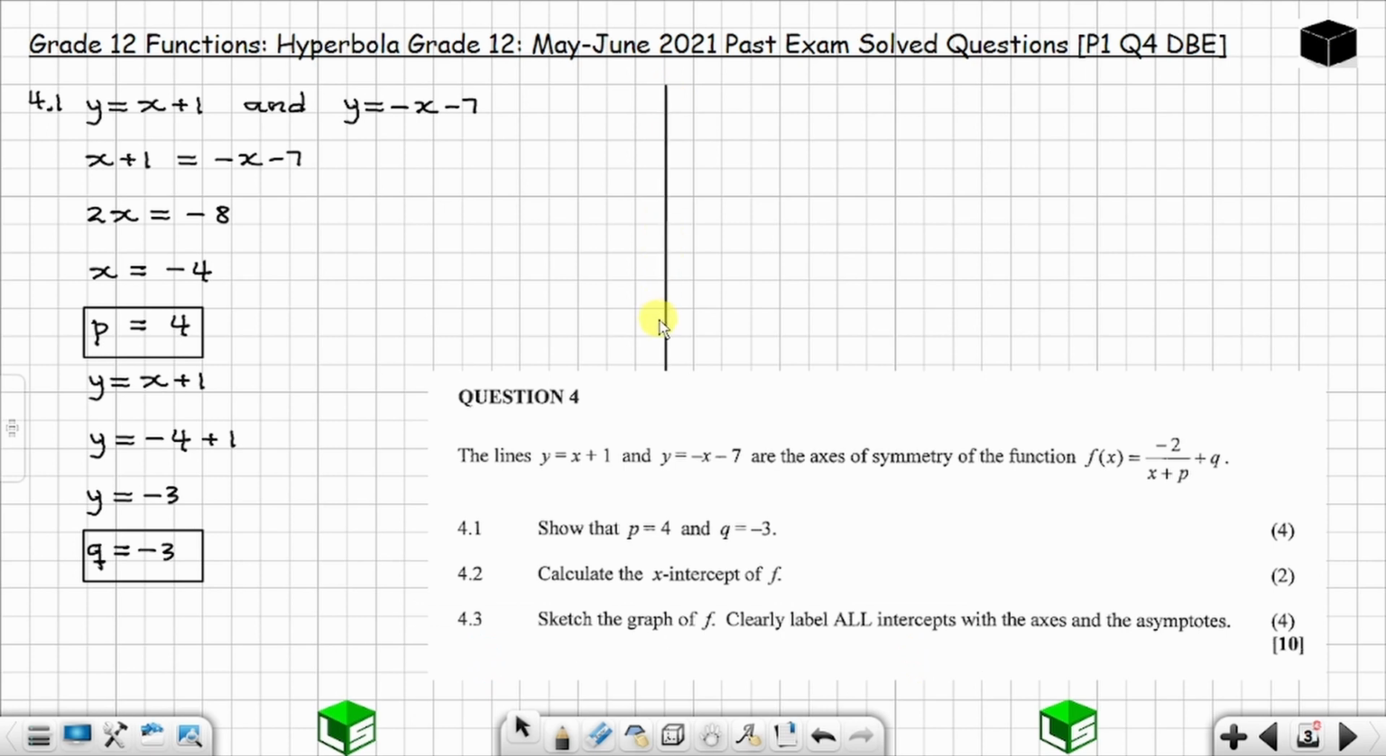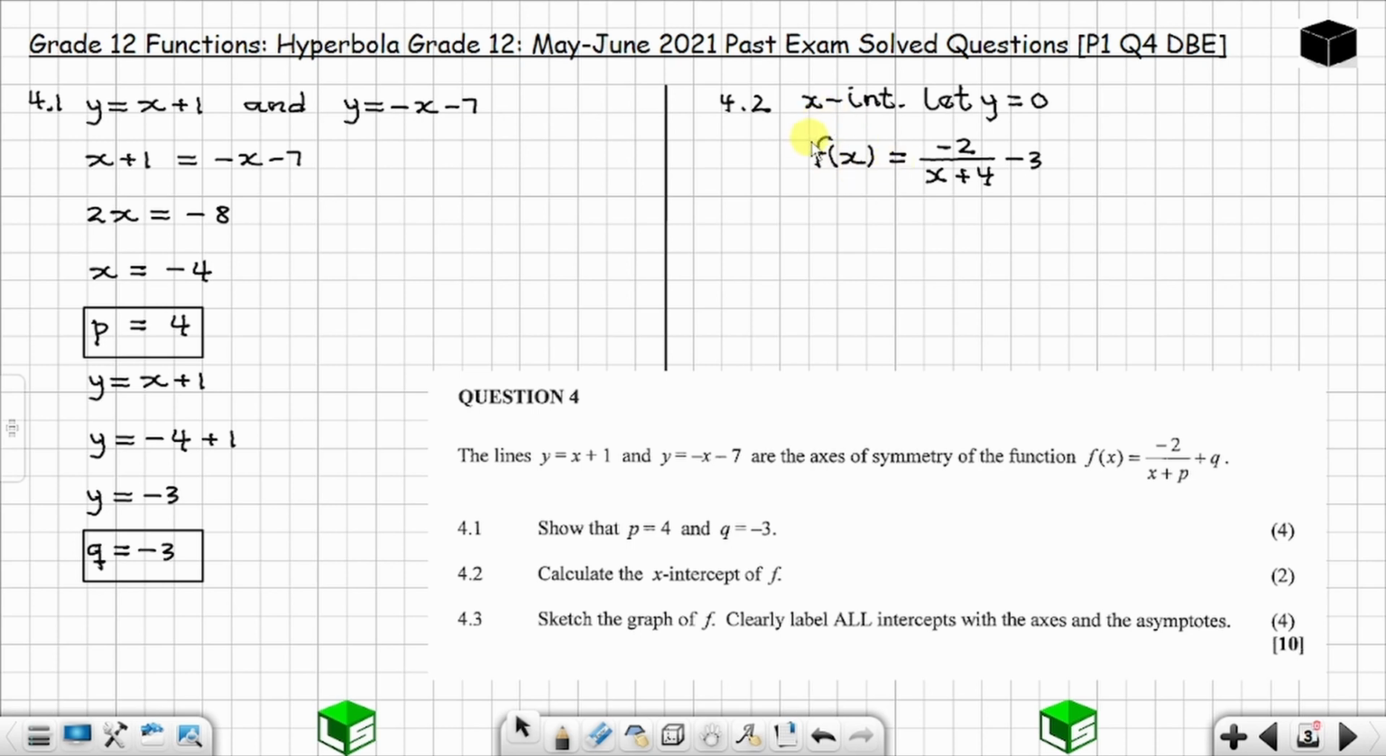Now with 4.2, calculate the x-intercept of f. So you need to get the x-intercept of f. To get the x-intercept, you let y equal to 0. If you want your x-intercept, you make y equal to 0. From here you know that f of x is equal to this, after substituting your p and q. Remember f of x is your y.